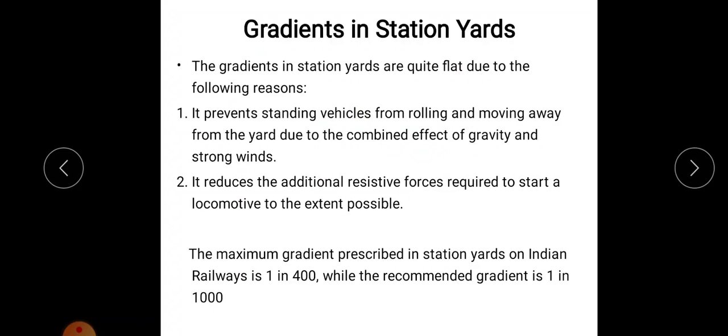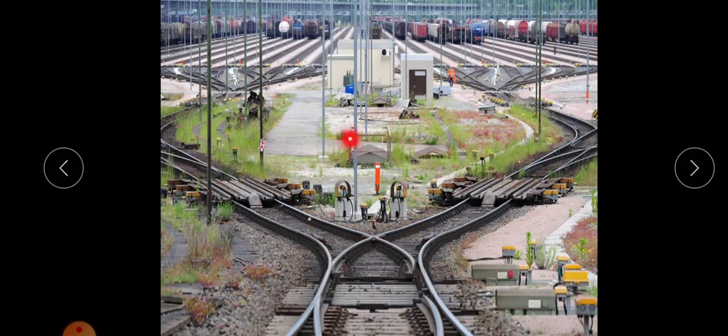Okay, so station yard means the area which is used to stop our train or locomotive, or parking area. So this is the station yard, which is used to park or stop our locomotive, and oiling and all repairing work is done along this station yard.